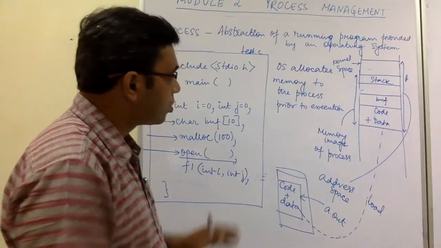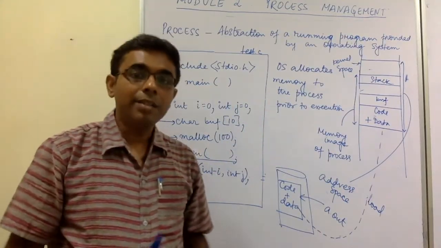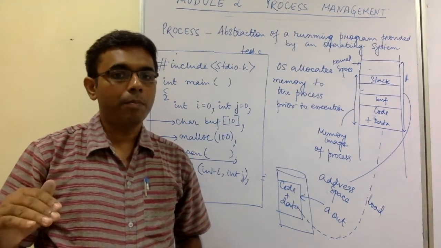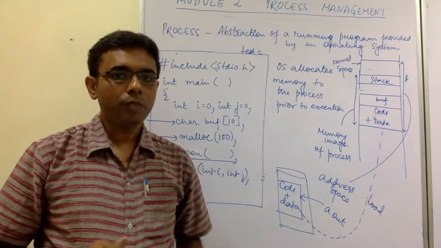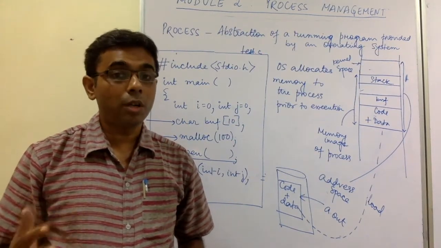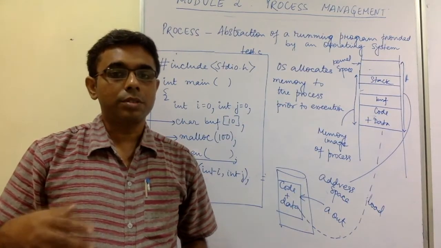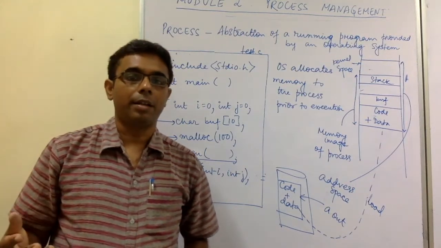So this is what happens during a program execution, and that is the reason why we need to treat the running instance of this program separately, because when the program runs, it's not only the code and data, but there are a lot of other things that add up to this code and data, and they have to be maintained.